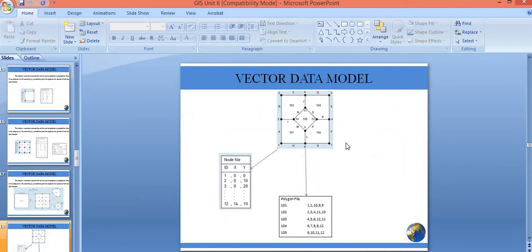Now assume that this is your spatial data. How do we represent this spatial data in the vector data model? First you will be storing the points. Here you have a point 1, a point 8, a point 7, a point 6. Whichever points you have, you will be storing in a point directory file. The points you just store, that is what we refer to as the point directory file. The next thing is you will be storing the lines.